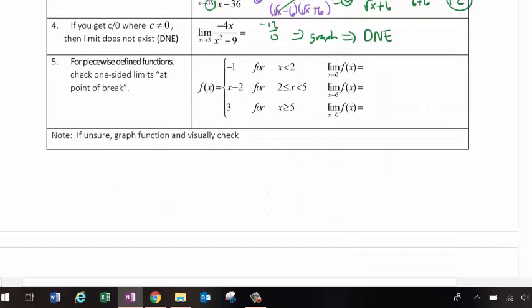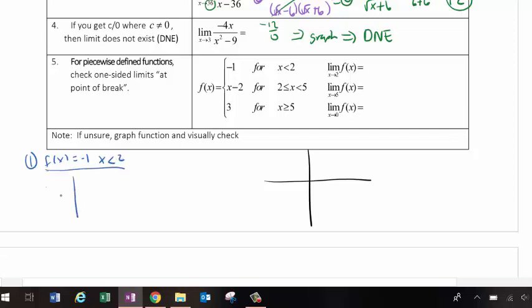For number 5, you will for sure have a problem on this test that you will have to graph with piecewise and then answer questions from 3.1 and 3.2 onto the graph. I suggest doing this problem in a format. So I'm going to break it up, and I'm going to do the first piece, which is f of x is equal to negative 1 when x is less than 2.